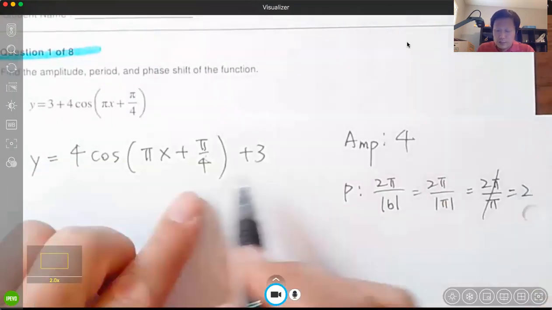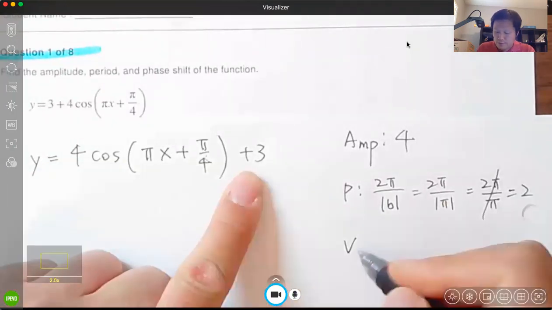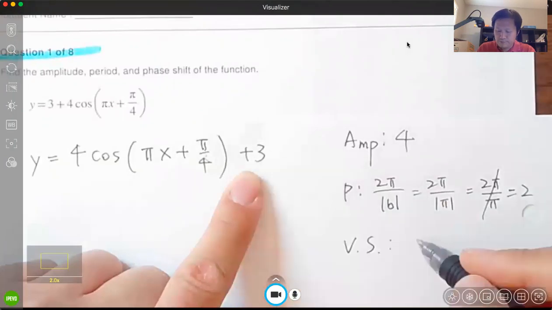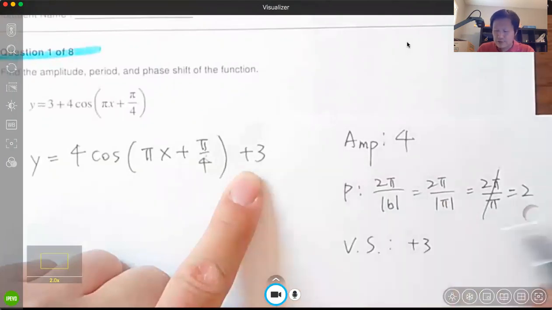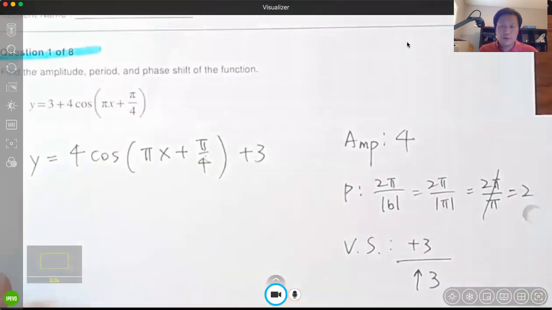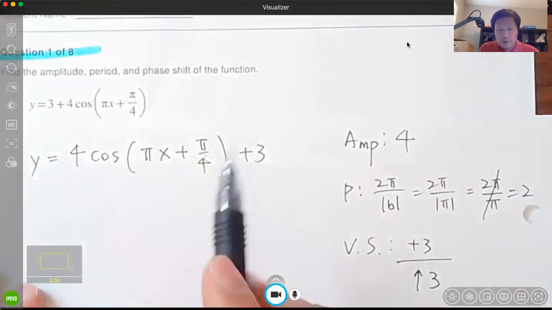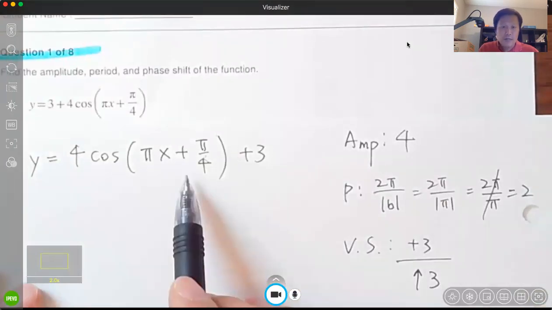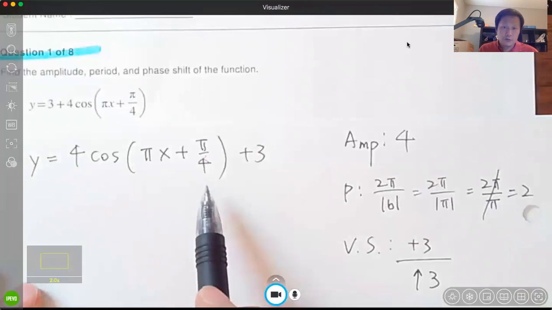Okay, let's deal with the easy one first. Vertical shift. Vertical shift is plus 3. I like to say up by 3, but your Alex says plus 3. Phase shift is the tough part here. If you read phase shift as pi over 4, I'm losing you. Do not read phase shift as pi over 4.